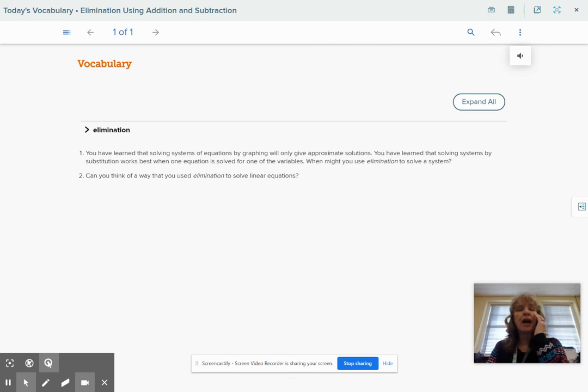And then that kind of goes with question number 2, so you don't have to answer 2 questions. Can you think of a way that you used elimination to solve linear equations? That goes along with number 1. Think about what you noticed about the variables and why you would use elimination rather than graphing. I look forward to seeing your answers.